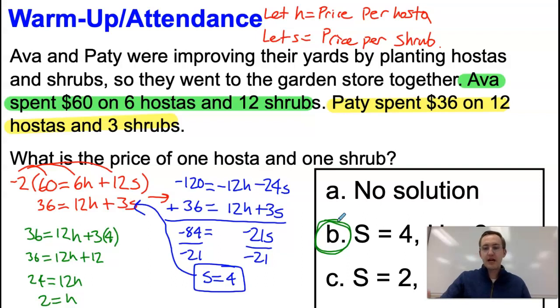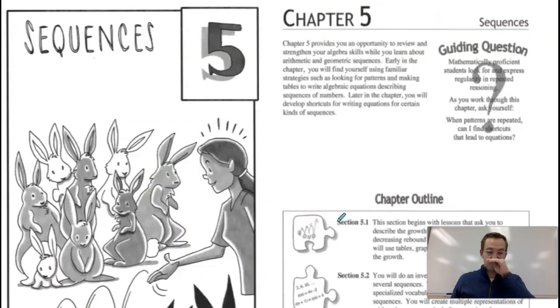All right, so let's jump into Chapter 5, 5.1.1, those brand new white packets. Basically, Chapter 5 is going to give us an opportunity to review and strengthen our algebra skills while we learn about arithmetic and geometric sequences. That's basically the big part of this chapter. We're going to find ourselves using familiar strategies, such as looking for patterns, making tables to write algebraic expressions, describing sequences of numbers, and then later in the chapter, we're going to find some shortcuts for writing those equations for certain types of sequences. So a lot of fun stuff we can look forward to in Chapter 5.